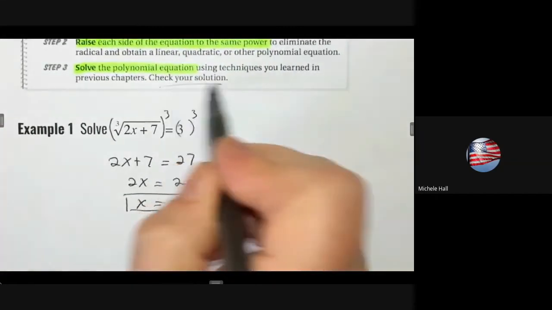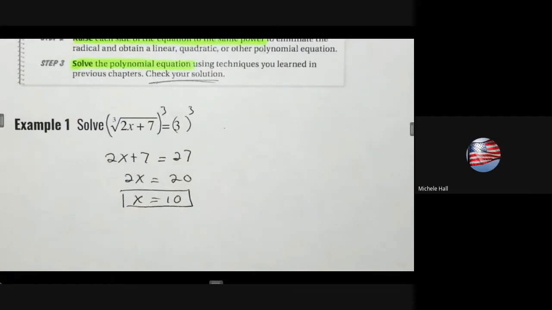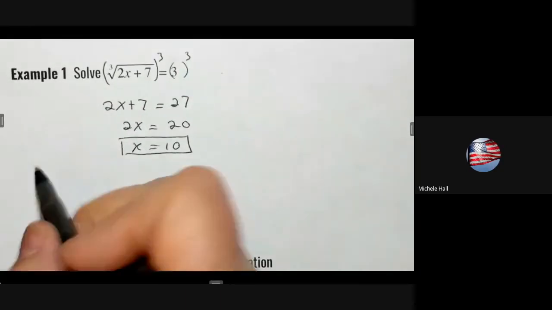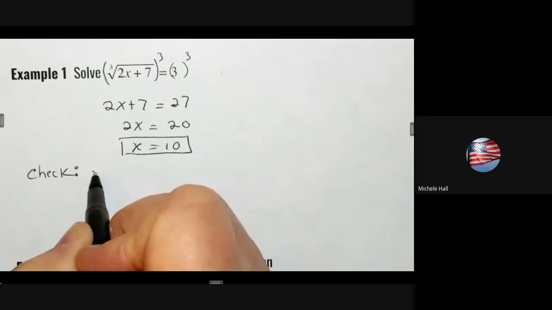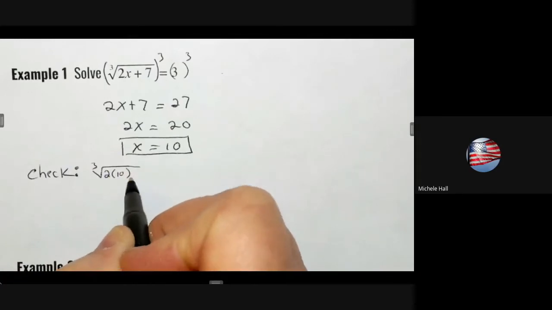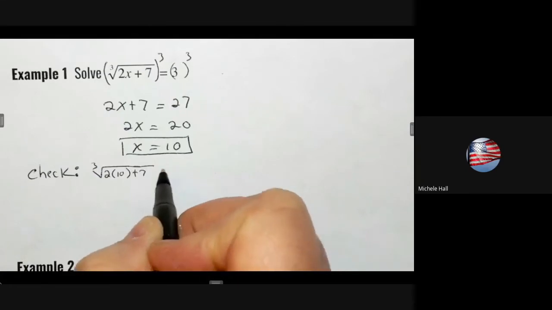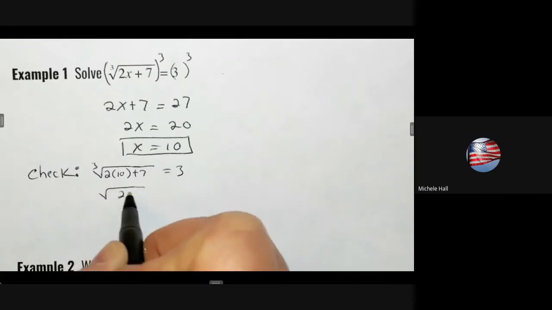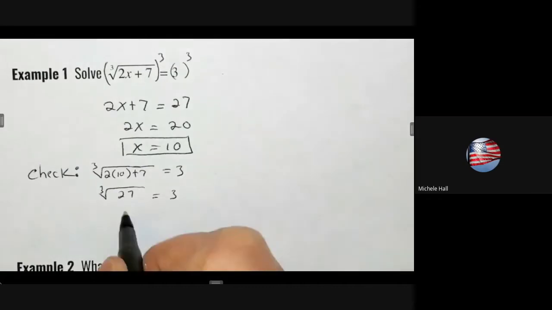As always in algebra, we know that we can check our solution if we're wanting to get that A or a better grade on a test, and I'm going to check. The cube root of 2 times 10 plus 7, does that equal 3? The cube root of 20 plus 7, and we know the cube root of 27 is 3.